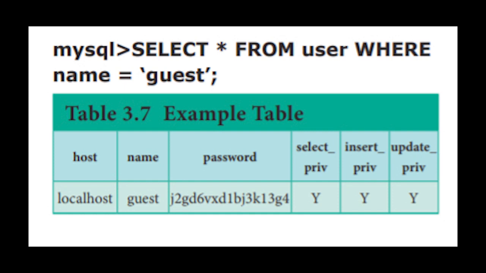In this coding, this password will be stored. This is an encrypted version of the password. You will have given the password as some guest123 or some words, and that is encrypted and stored in this format. And then the parameters like select privileges, insert privileges, and update privileges are used for this user.